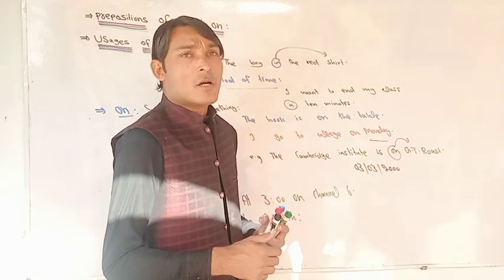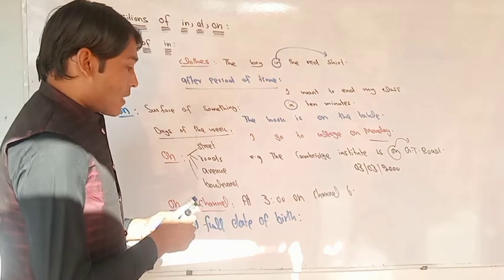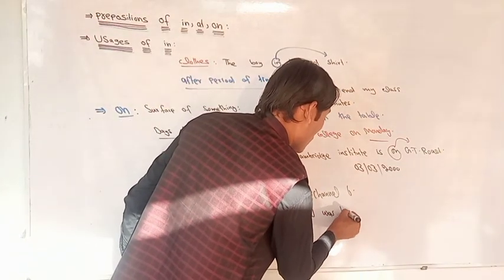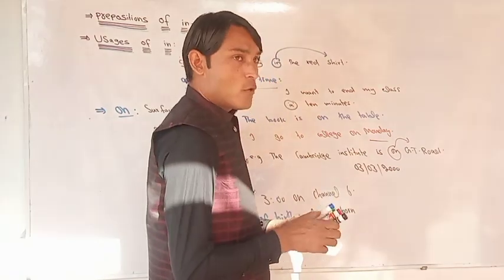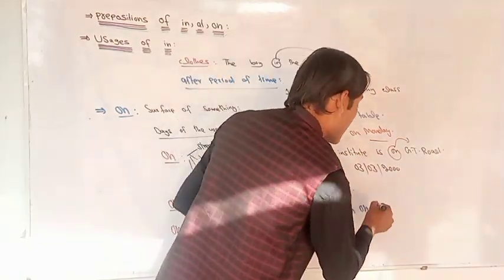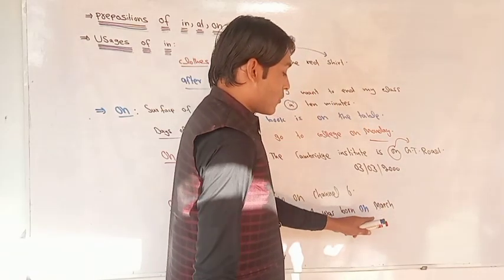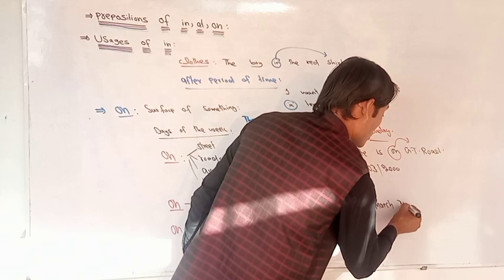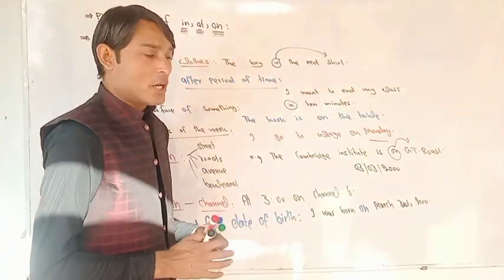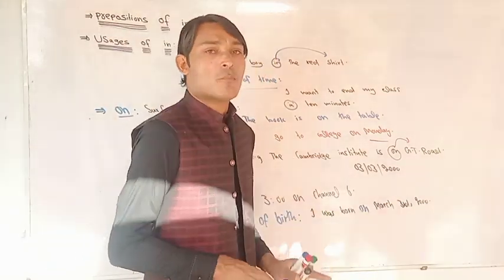So according to American English, how can we write? We can write like this. I say that I was born dash. Before the full date of birth, I will use "on". So I say on March 3rd, 2000. But according to British English, you can say on 3rd March 2000. Both are right.